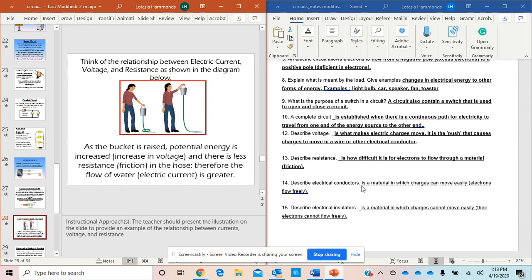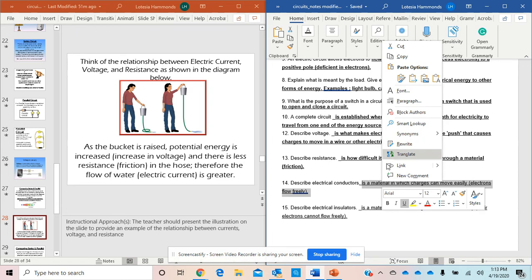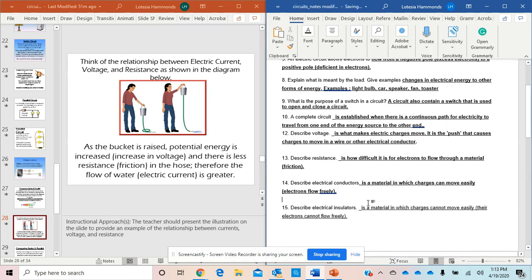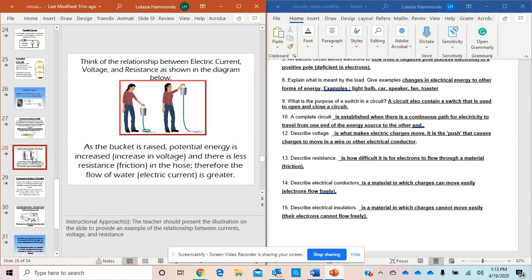Question 14, I'm going to go ahead and bold this out for us, describes electrical conductors. And then question 15 is describing electrical insulators. All right, and I'm just going through these slides kind of quickly. Think of the relationship between electrical current, voltage, and resistance shown in the diagram below.